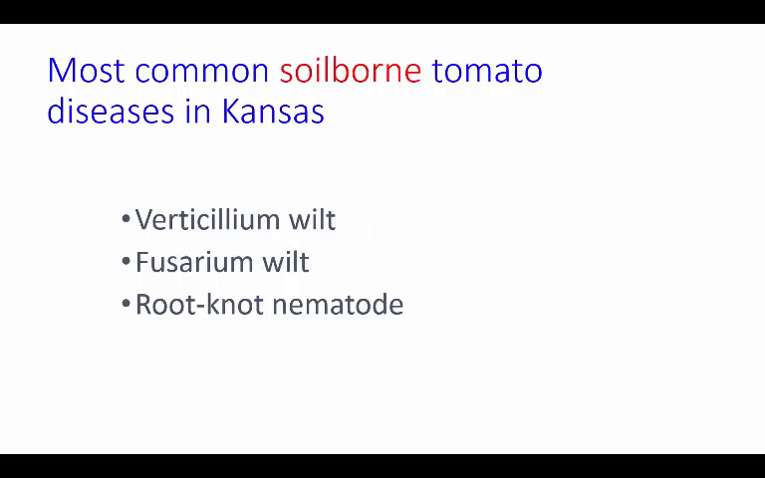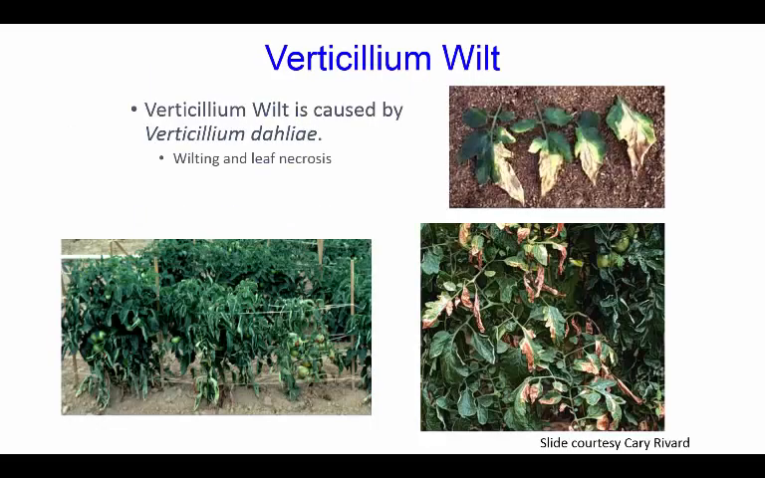Okay, those are some foliar diseases, and now we'll switch and quickly discuss a couple of soil-borne diseases. So verticillium, fusarium wilt, and root knot nematode occur in Kansas. They are not super common, but they do occur here, and they are the most common ones that we see in Kansas. Verticillium wilt is caused by the fungus Verticillium dahliae, and it causes wilting and leaf necrosis, or leaf browning, and the plant is weakened and can die, and yields are reduced.